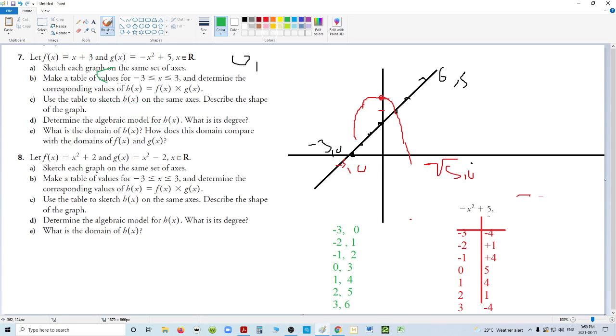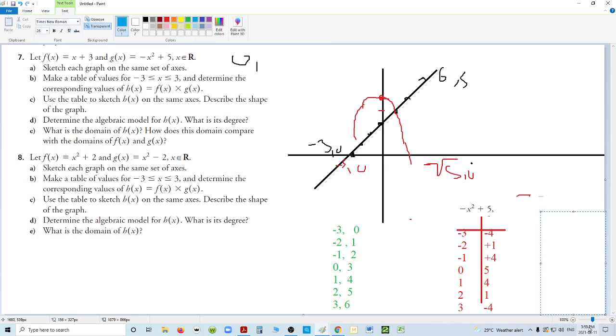And then they're asking us, where's the h of x? Multiply them. So you just take their y values and you multiply them. So in my new graph, I'm going to get this. What do you think a parabola times a line is going to create? It's going to create a cubic. So at minus 3, multiply the minus 4 and the 0, I get 0.